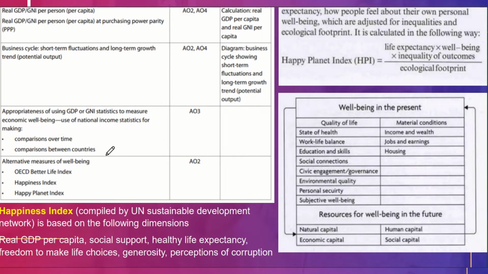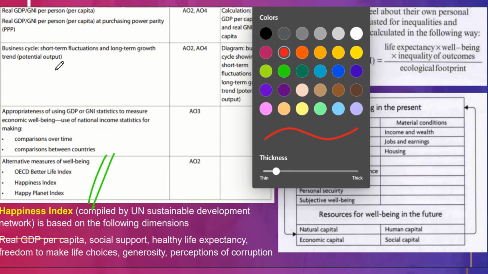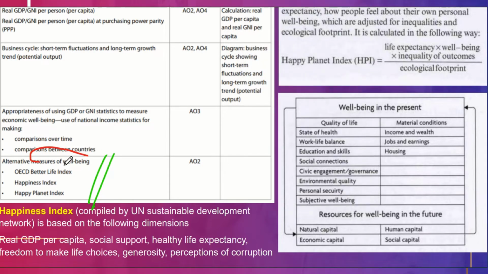The next topic is alternative measures of well-being. Economic well-being is highly important. That's the reason the IB included economic well-being in this new syllabus also. Look at what the alternative measures for well-being are. First, the OECD Better Life Index. OECD means Organisation for Economic Co-operation and Development. This organization uses the Better Life Index. In the Better Life Index, they use certain components to measure the well-being of the present and also the well-being of the future.